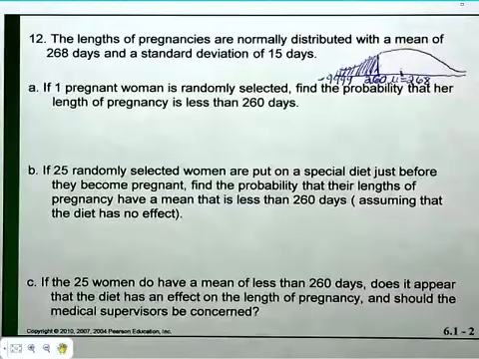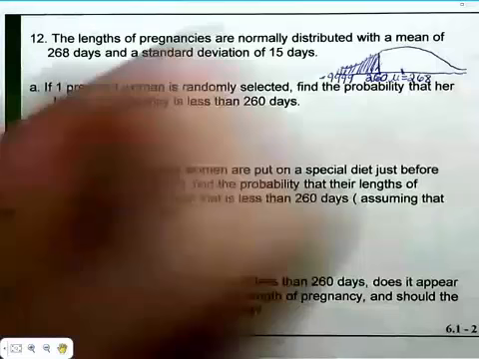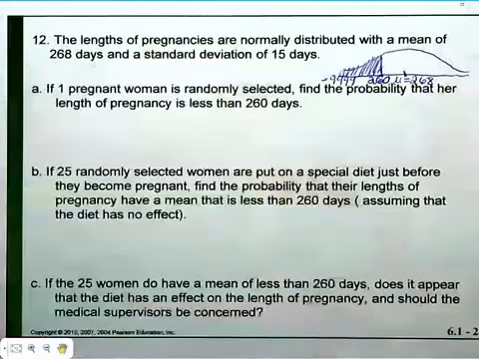Do you expect that probability to be relatively high or relatively low? Yeah, I don't think it's unusual for a baby to be 8 days early. You don't think twice about that. That's not too much. So I expect to get kind of a high probability here. Do I need to adjust the standard deviation? No, because in Part A, we're just talking about an individual.